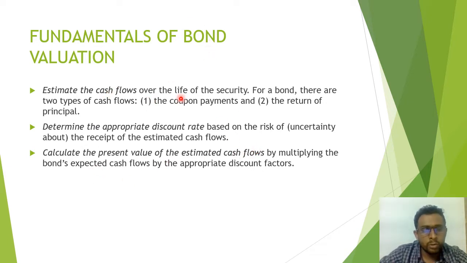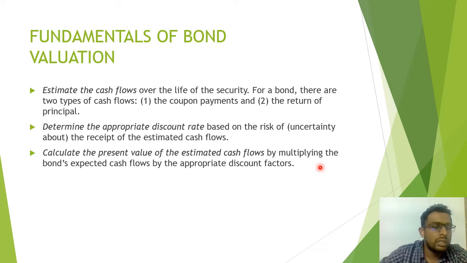There are two cash flows that can happen in the life of a bond. One is coupon payment, the other is return of principal. Determining the appropriate discount rate is based on the risk of the securities and the risk of receipt of estimated cash flows. And we will have to multiply the bond's cash flows by the appropriate discount factors. This is the process of getting the valuation of a bond.